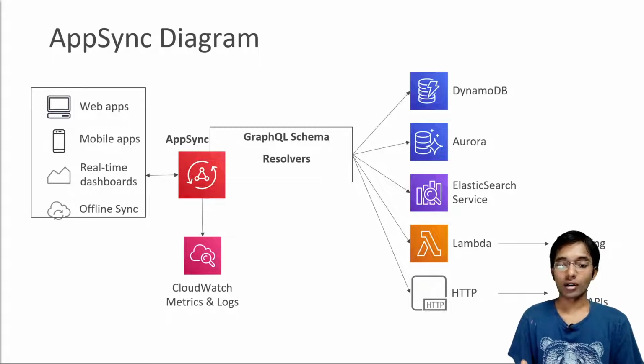So from an exam perspective, AppSync is going to be used whenever you see GraphQL, or whenever you need to have access to real-time data as well as an API.